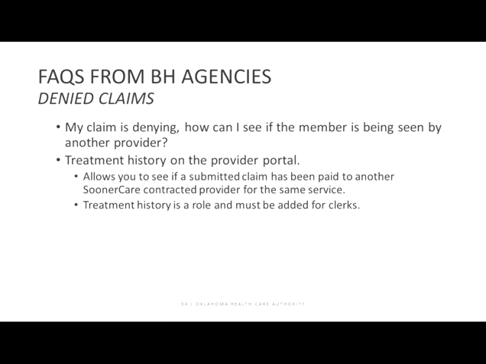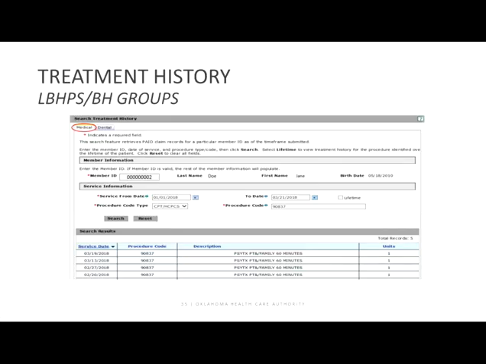So we have the same question that we had earlier. My claim is denying. How can I see if the member is being seen by another provider? Once again, treatment history is a wonderful tool that you need to be able to access. So you'll go out there to treatment history, and we're going to look at an example for a behavioral health, an LBHP or a behavioral health group. Once again, this is a role. So if you're logging on as a clerk, make sure they're giving you access to treatment history. Treatment history is under the eligibility tab when you're on the portal.